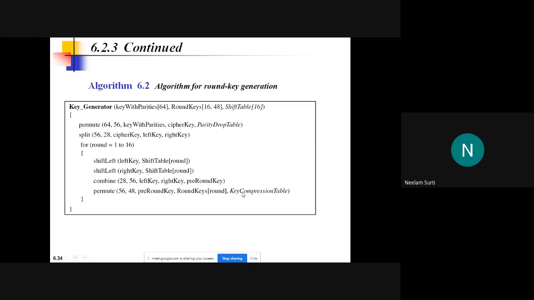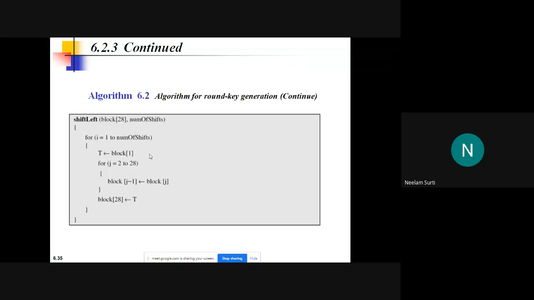So you have the compression table, and this compression table converts the 56 bit into 48 bit, and the resultant answer is the round keys. Now these are the round keys. Such 16 round keys you will get, depending on the number of rounds. This is the way you do the shifting: left shifting, the number of rounds, and how many shifts have to be done. This is even easy for you.